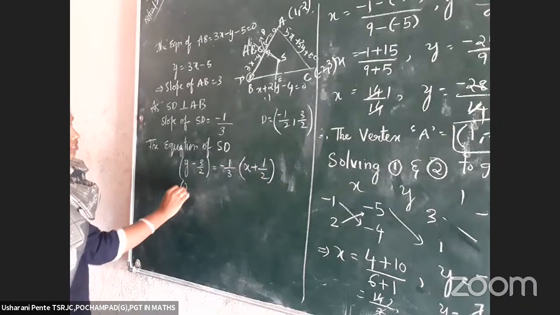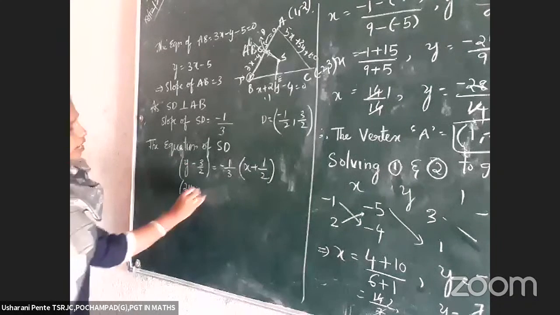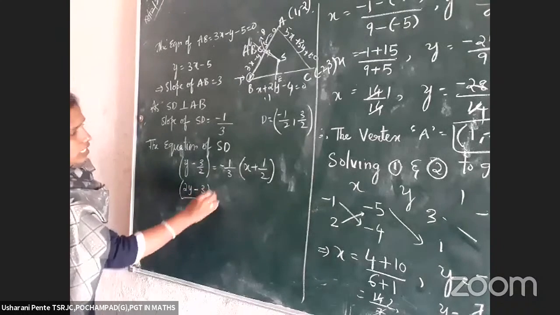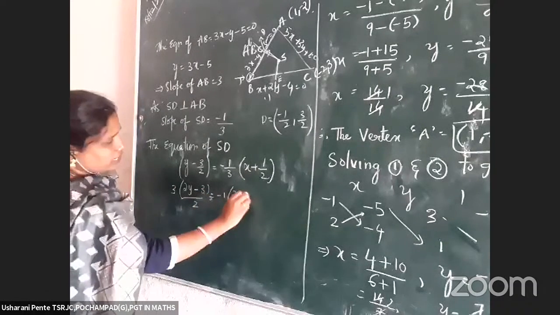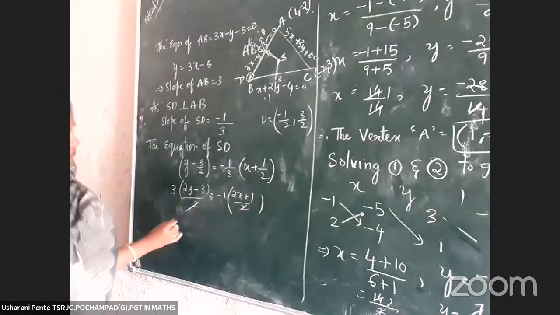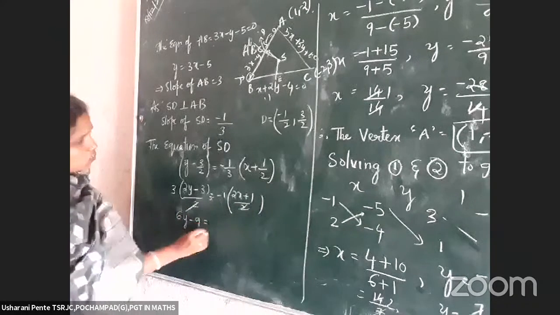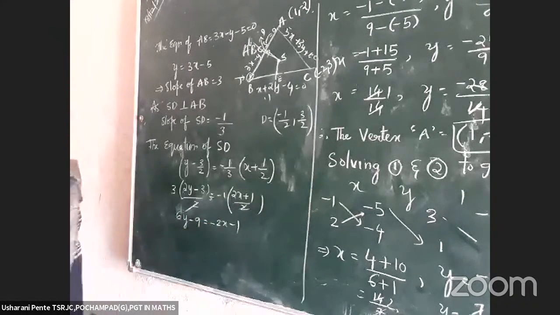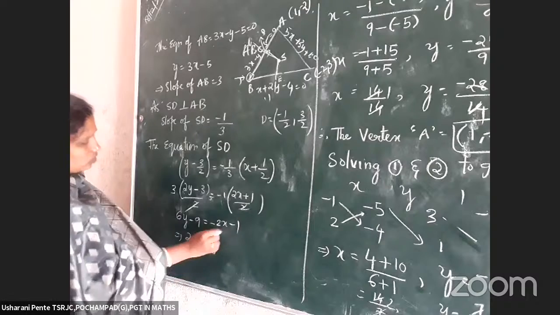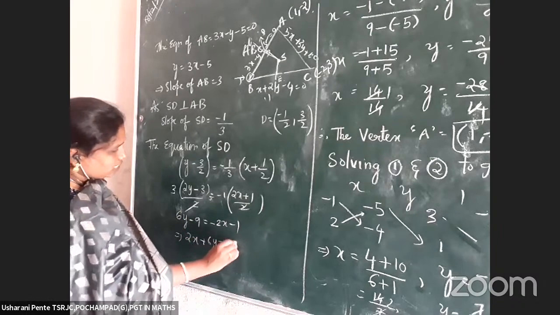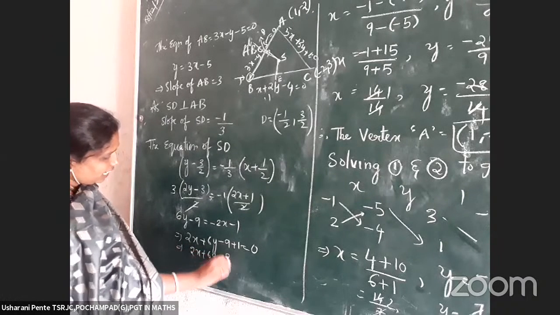If I take the LCM, then how much will we get? That is (2y minus 3)/2 is equal to, if I send this 3 over here, 3 into -1 is equal to (2x plus 1)/2. The 2 gets cancelled. If I multiply here, what will I get? 6y minus 9 is equal to minus 2x minus 1. This implies 2x plus 6y minus 9 plus 1 is equal to 0. This implies that 2x plus 6y minus 8 is equal to 0.